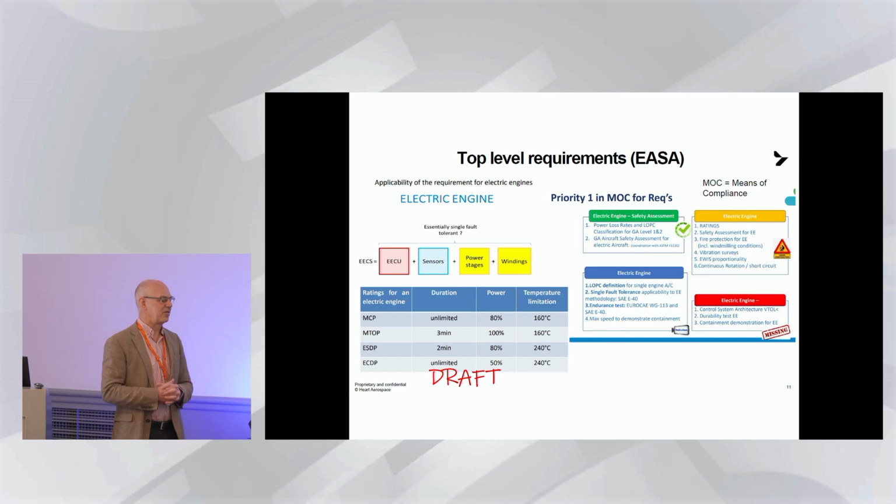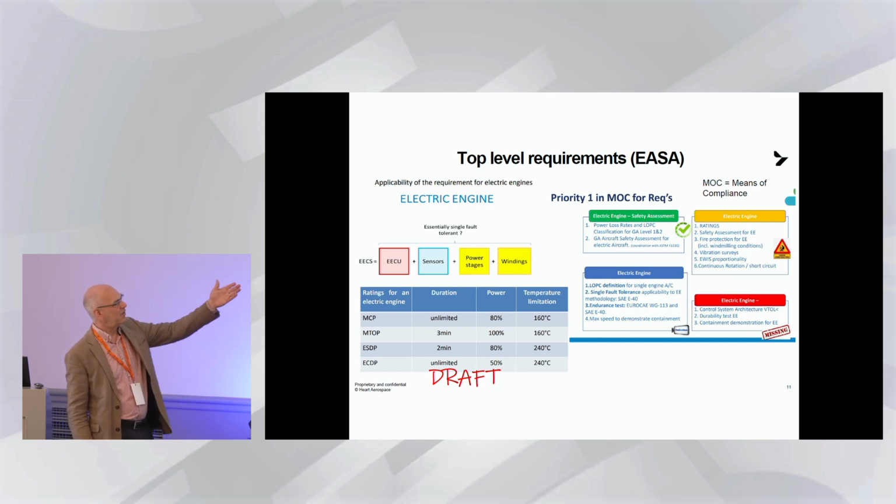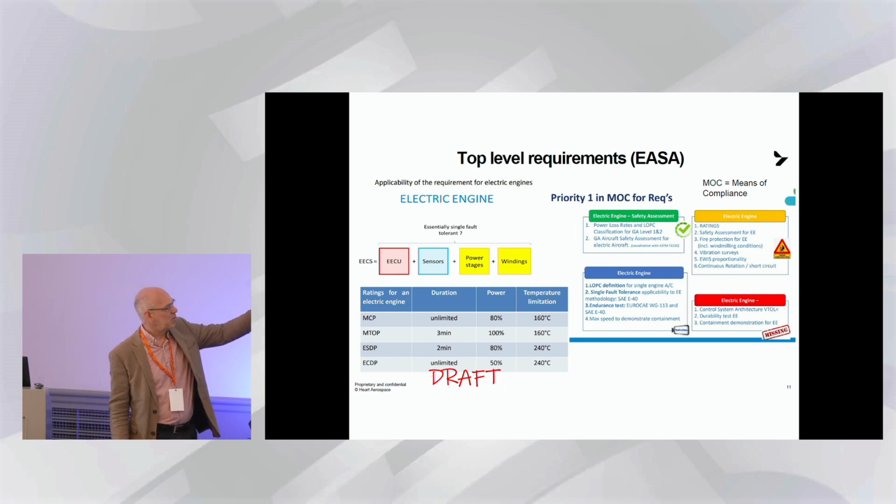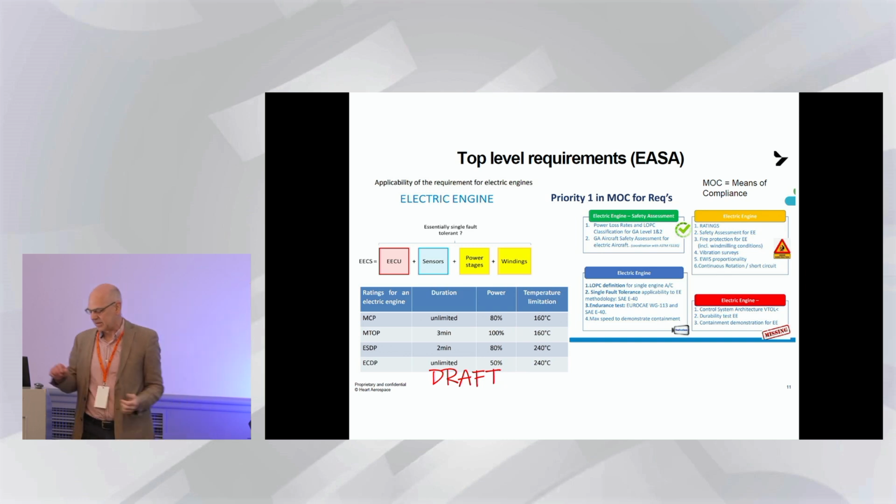And then, of course, we should have the propulsion power as well. But ratings, safety assessments, fire protections, vibrations, up to the yellow there. There are some of the top levels which they want the electric engine to first go through. And some of the control system architecture, they have not even started discussing this.